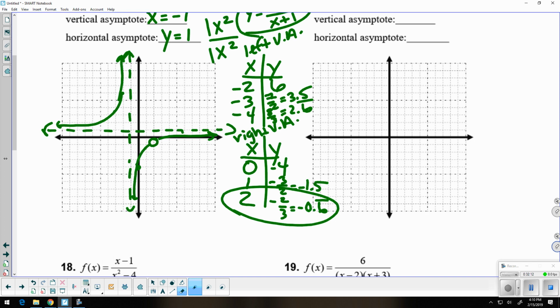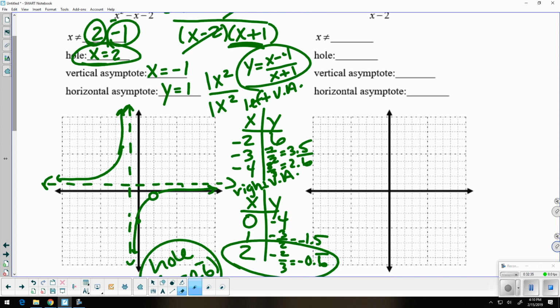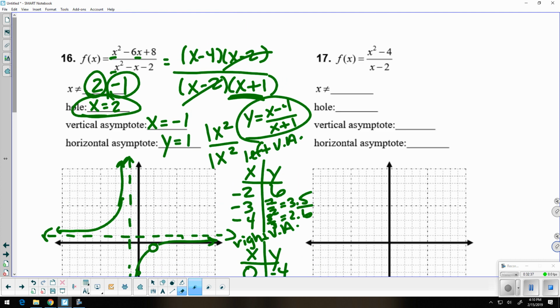So if you want the full ordered pair, the hole, right, if you know it's at the x of positive 2, well, if you just plug 2 in for x, you get negative 0.6 repeating for the y. That's finding the actual point for the hole. So if you want the actual ordered pair, that's what you're going to do. Just plug in that number for x and then solve for the y. Okay? The next one, let's go through this one now.